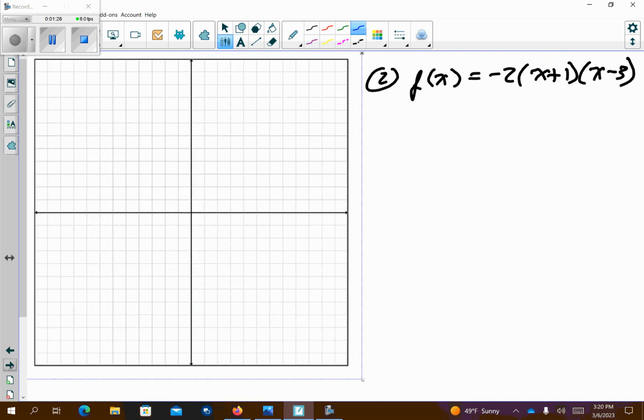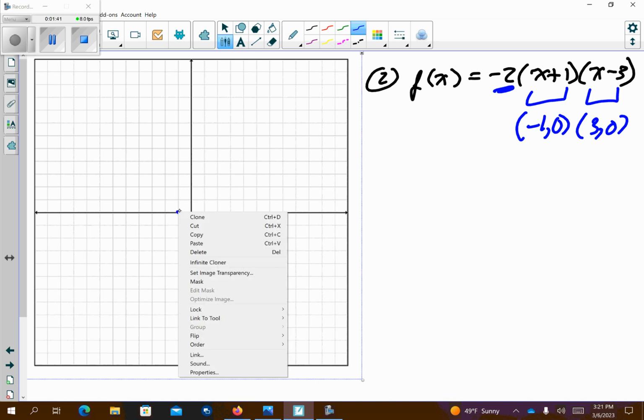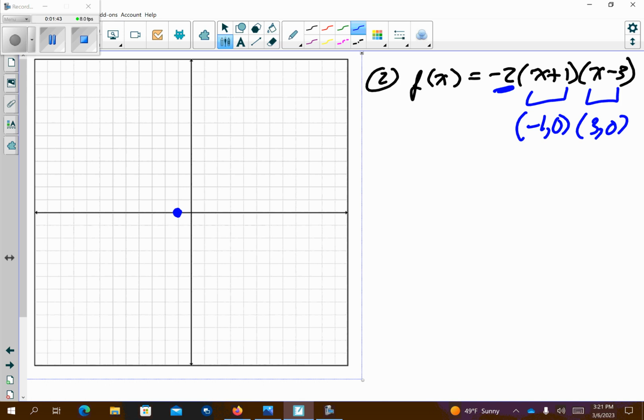Taking a look at number 2, I'm going to realize that's negative 1 comma 0, and this is going to give me 3 comma 0. I'm not worried about this other than the negative makes it open upside down. So negative 1, 0 is here, and 3, 0 is here. To figure out what's halfway in the middle, it looks like 1. So my axis of symmetry is x equals 1, because that's halfway in between those.